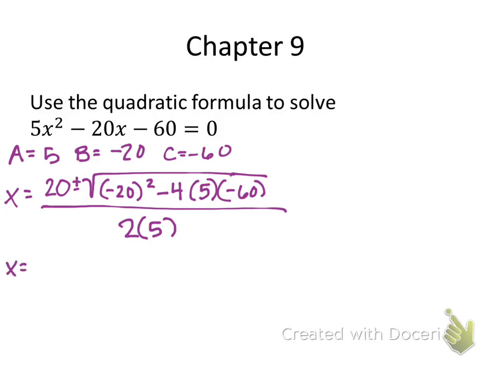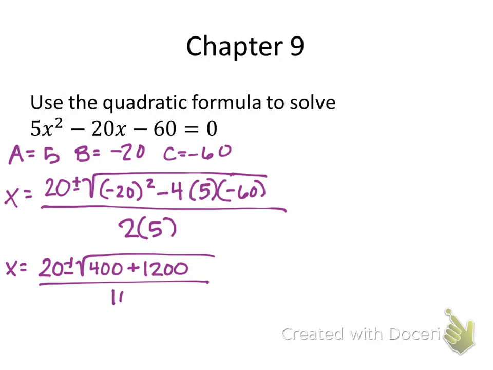Okay? So I get x equals 20 plus or minus. And what I want to do is go ahead and solve everything underneath the square root sign. What is negative 20 times negative 20? Positive 400. Okay? What's negative 4, because that sign is important, times 5? Negative 20. What's negative 20 times negative 60? Positive 1200. Okay? Then over 2 times 5, which is 10.